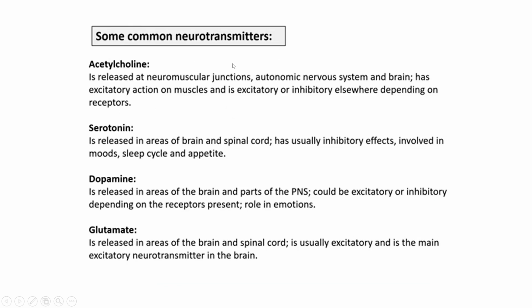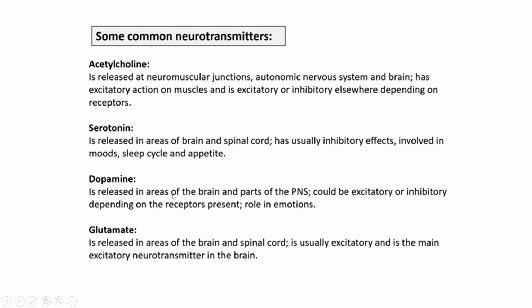So these are the four types of neurotransmitters which are present generally. Okay. Acetylcholine, which is released at the neuromuscular junction between the neuron and the muscle. Okay, in the synaptic cleft it is released, and it can be excitatory as well as inhibitory, depending on the receptor which is present. Another is serotonin, which is released in the areas of brain and spinal cord. Okay, the neurons which are present between the brain and spinal cord, over there the serotonin will be released, and it regulates the mood, sleep cycle, and the appetite.